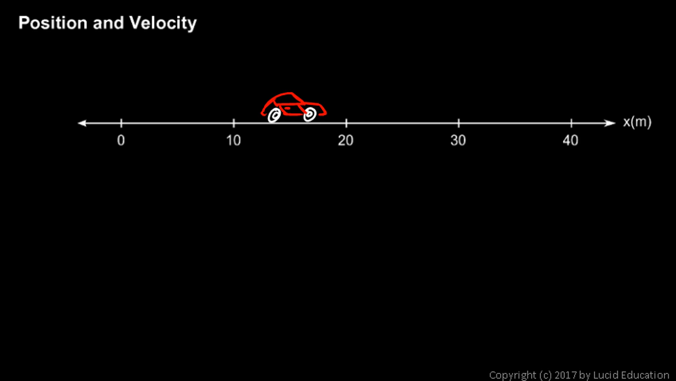Now if the car is moving, that means the position is changing. And if the position changes over time, and that's often the case, obviously things move in the real world, we can make a graph of position versus time. So let's look at a specific example.